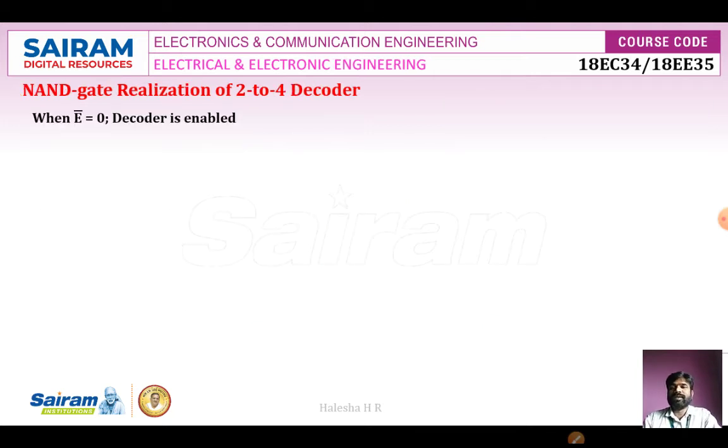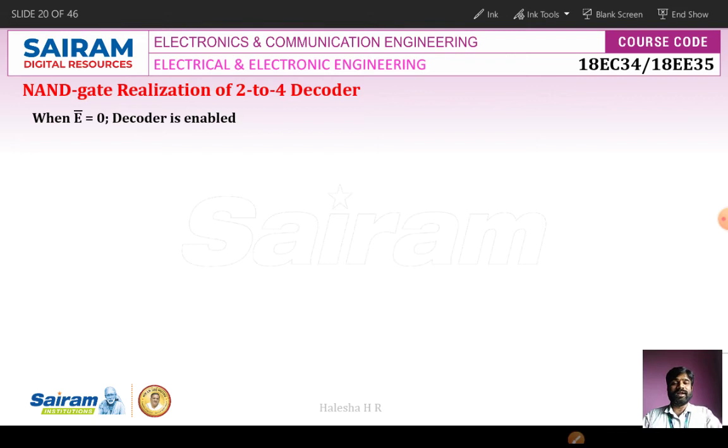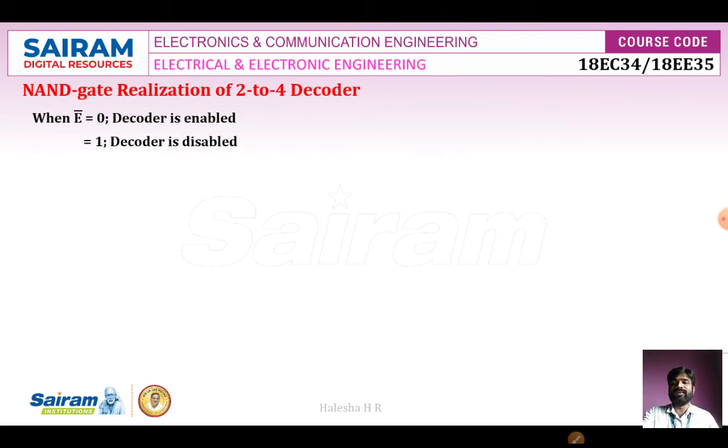Now we'll see NAND gate realization of 2 to 4 decoder, again using enable input. So here we use active low enable, that means E bar. When E bar is equal to 0, the decoder is enabled. When E bar is equal to 1, the decoder is disabled.